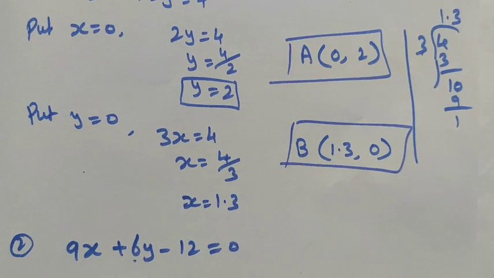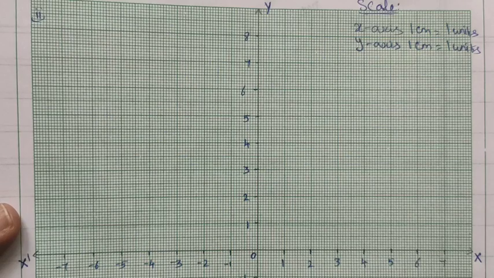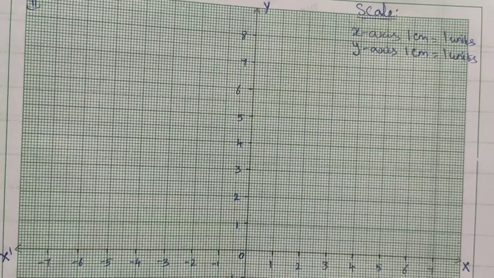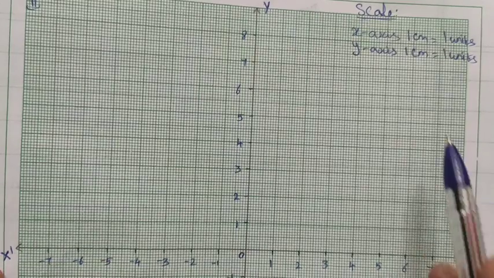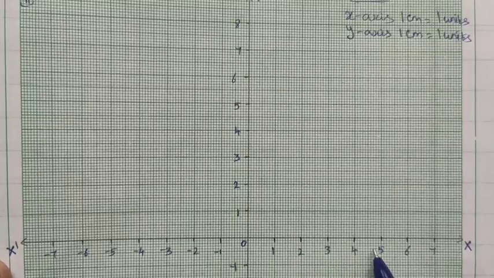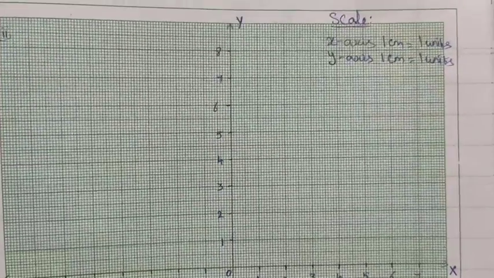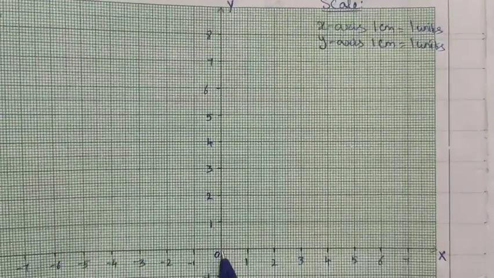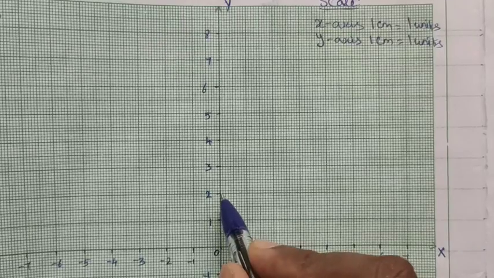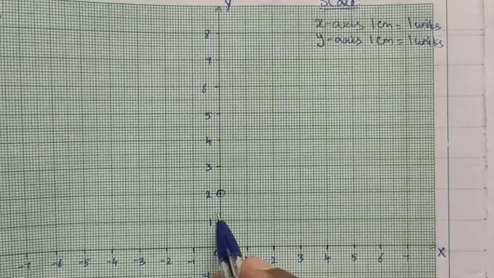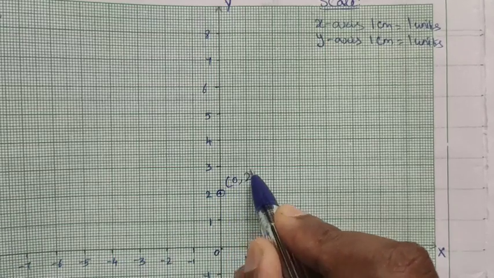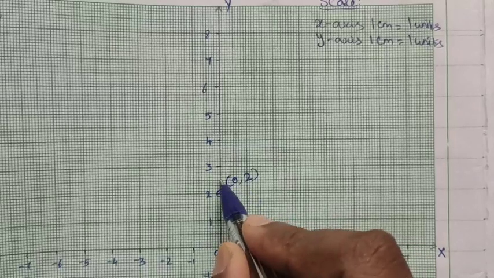Now we want to plot the points on the graph. Here we take the graph. The horizontal line is the x-axis and the vertical line is the y-axis. The scale factor we have taken is x-axis 1 centimeter equal to 1 unit and y-axis 1 centimeter equal to 1 unit. So we get 1, 2, 3 like this. Now we want to plot the points. The first point A is (0, 2). X-axis 0, y-axis 2, so the point lies on the y-axis. This is the point A.